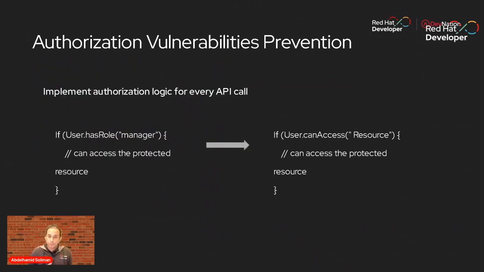To prevent the authorization vulnerabilities, you, of course, need to implement authorization logic. But before that, I want to tell a little story. 20 years ago, everyone was building their own authentication system. I remember that everyone thought it was easy. We just need a database table with usernames and passwords, and we will build our authentication system. But what ended up happening is that it required more sophisticated requirements like email verification, two-factor authentication, and hashing algorithms.